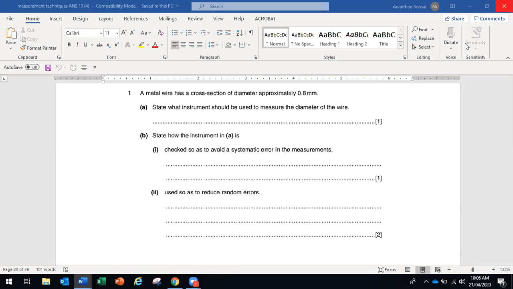Okay, first, state what instrument should be used to measure the diameter of the wire. The micrometer screw gauge. And check so as to avoid the systematic error. How do you avoid systematic error? Check the zero error, and subtract the zero error from the reading obtained. Oh, everyone is here. Good.